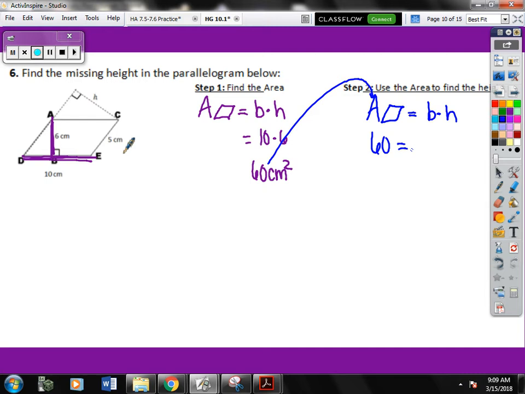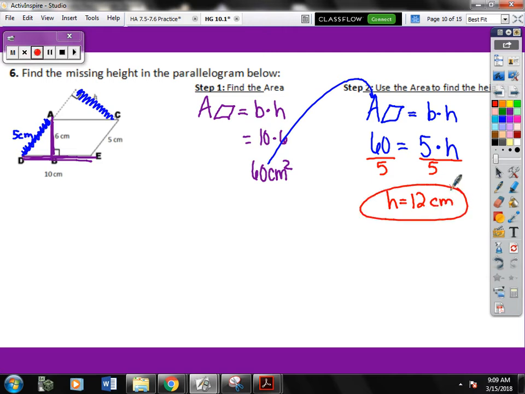We'll plug in 60 for the area. We'll use the other base. So if this is 5 centimeters, this is 5 centimeters because the parallelogram has opposite sides that are congruent. So this base, and maybe draw it differently, corresponds to this height. So 5 times h has to still equal 60. So we divide both sides by 5, and we'll get that the height is 12 centimeters.